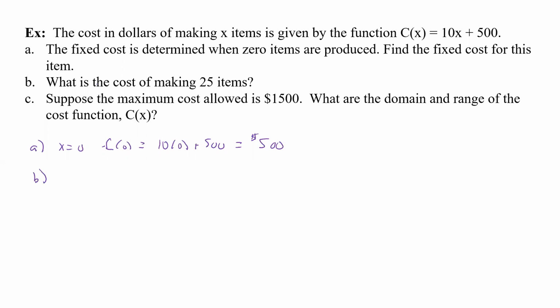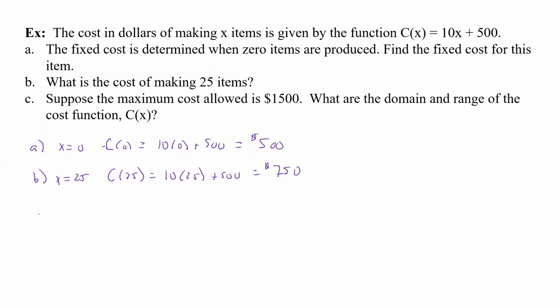Now B says, what is the cost of making 25 items? Well, again, x is items, so x is equal to 25, so we want c of 25. Well, that's going to be 10 times 25 plus 500, and so 10 times 25 is 250 plus 500, so that's going to give us 750.